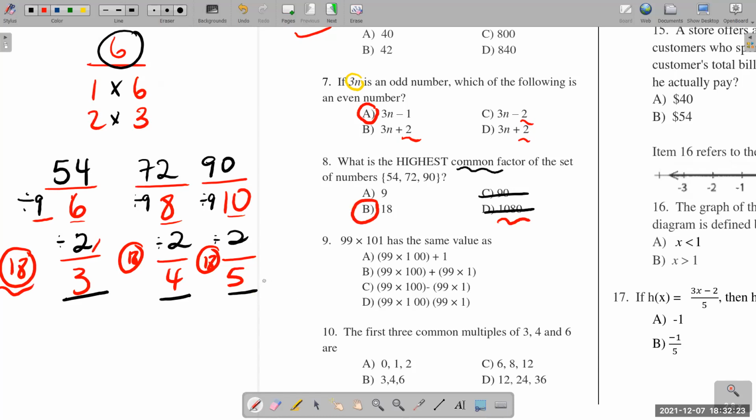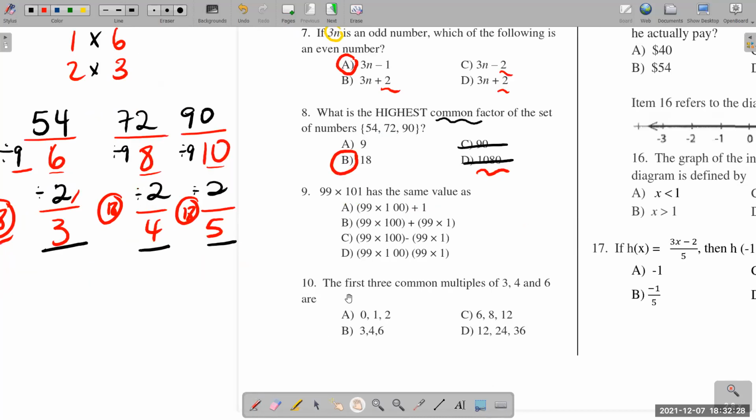So if you're learning this for the first time, don't beat yourself up. That's why we're here. We're just going through it. Everybody with me? Remember, it says highest common factor. So check in with me. Let me know how you're feeling before we continue. Everybody with me still?